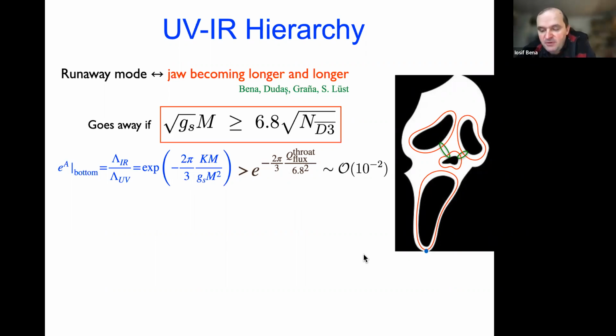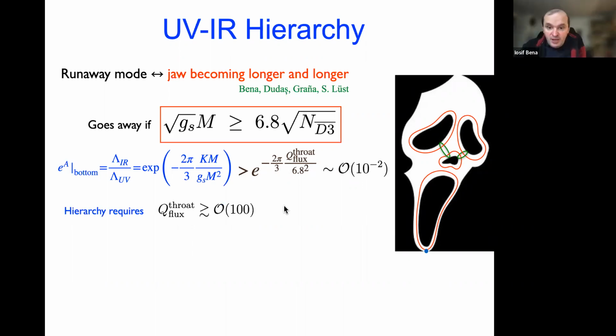Again, if you want to get KKLT to work, if you want to put an uplift, if you want to put an anti-D3 brane, which uplifts your cosmological constant without messing up Kähler stabilization and complex structure modular stabilization, this hierarchy needs to be at least over the 10 to the minus 2. It can also be smaller. I mean, if it's smaller, it's even better because you uplift to smaller steps. But it needs to be at least this. If it's higher than this, it's going to cause a problem.